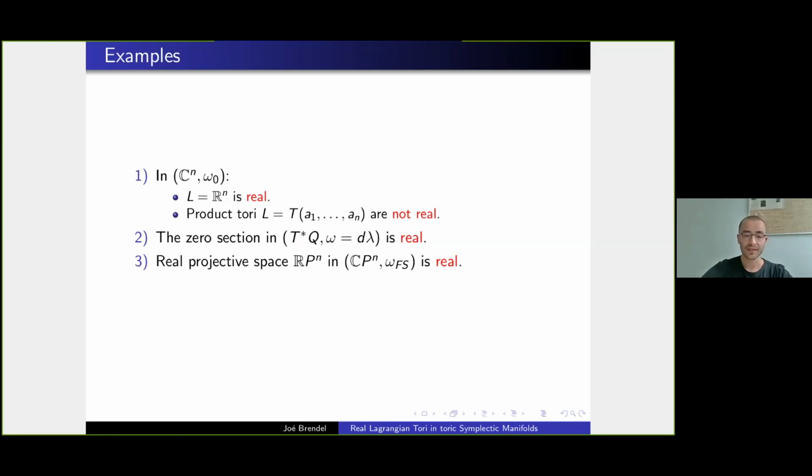And another classical example is inside of ℂPⁿ, equipped with the Fubini–Study form, which is real projective space. And here you just take complex conjugation on non-homogeneous coordinates, and this will fix ℝPⁿ. This actually generalizes to all toric manifolds, which gives rise to so-called real toric varieties.